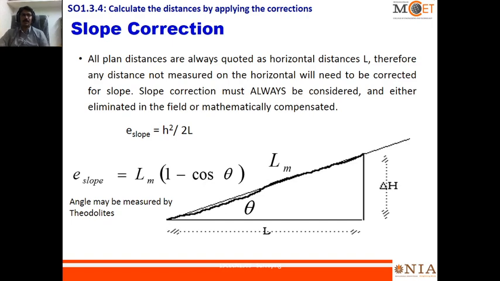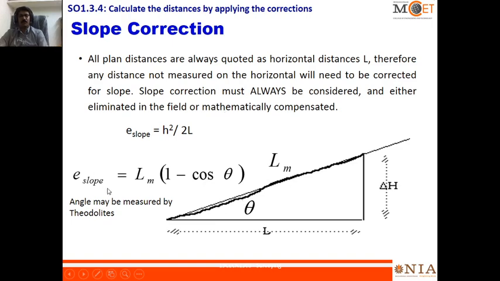Next is the slope correction. I already explained. If the terrain is sloped and we use the chain or tape to measure from this point to this, we may think it is straight, so horizontal, but actually based on the terrain, this is the horizontal, but what we have measured is the slope distance. Always the slope distance is higher than the horizontal distance, so here the correction is always negative and the error will always be positive, right? So the slope correction must always be considered and either eliminated in the field or mathematically compensated.